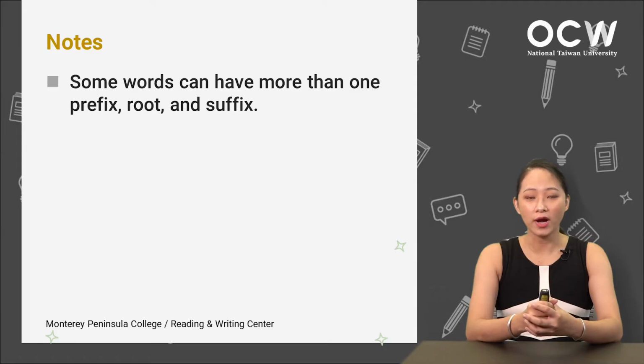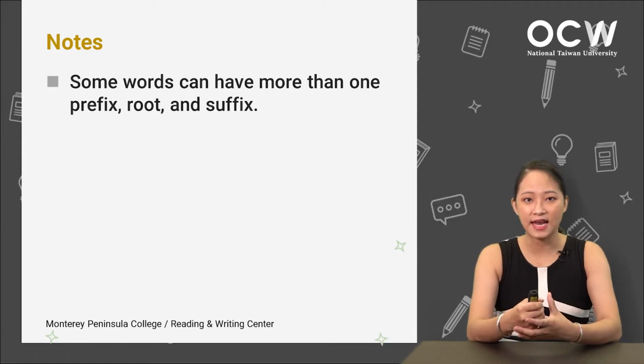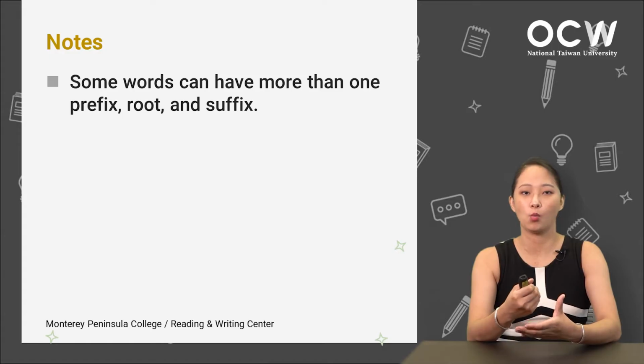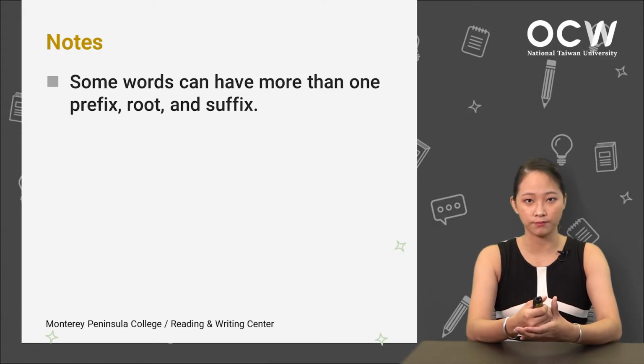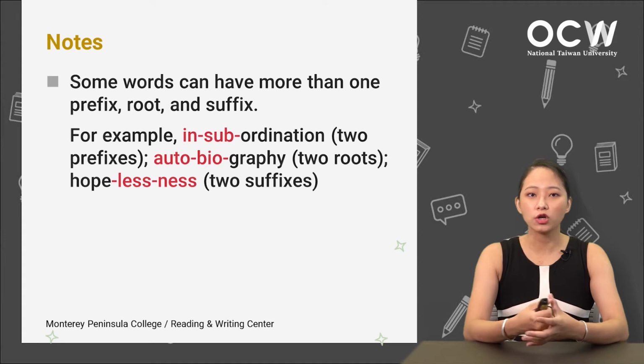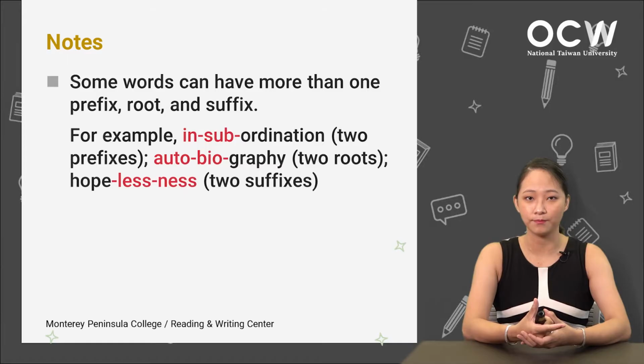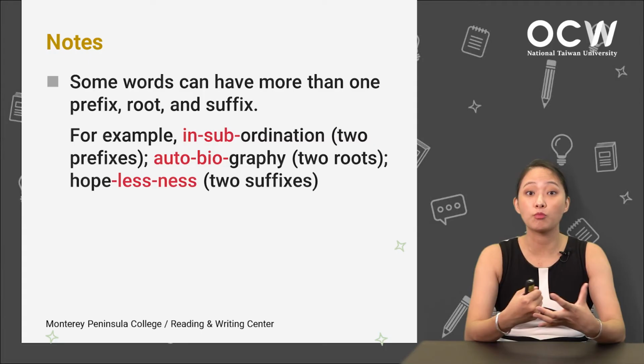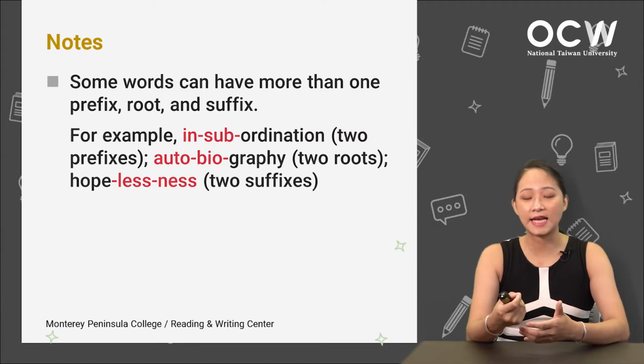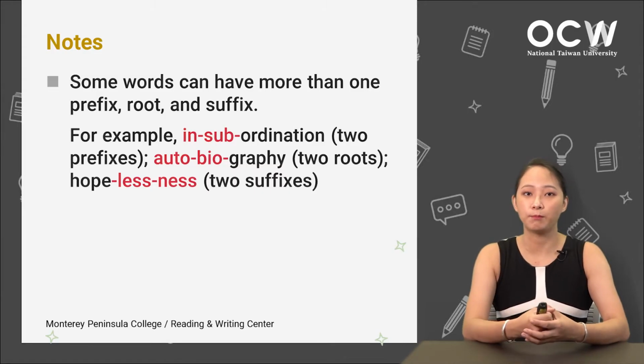Now, what you need to be aware of is that some words can contain more than one prefix, more than one root word, or more than one suffix. In this case, they will contain multiple or contrasting meanings. So you definitely need to be aware of that. The word could be subordination, containing two prefixes, in and sub. The word can contain two root words, such as autobiography, so the words auto and bio. It could be that the word contains two suffixes, for example, hopelessness, less and ness, both being suffixes.